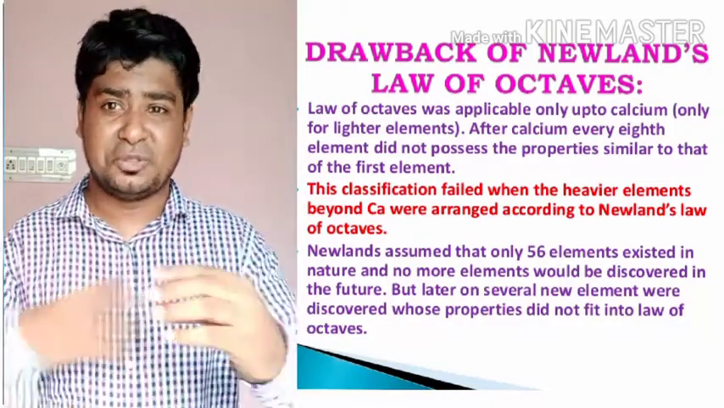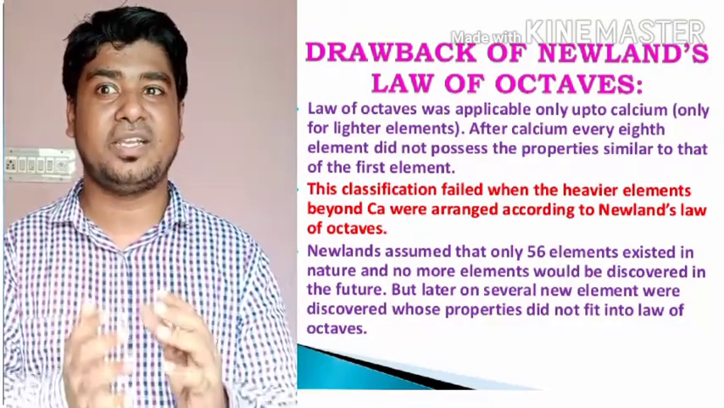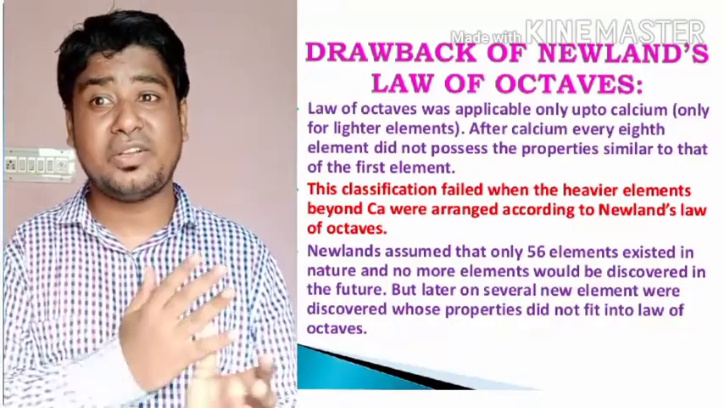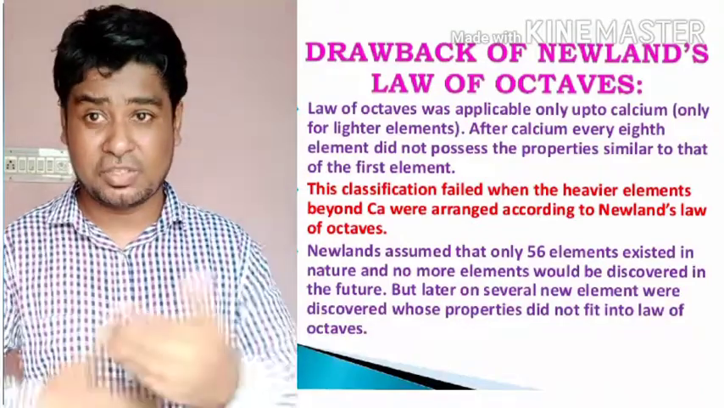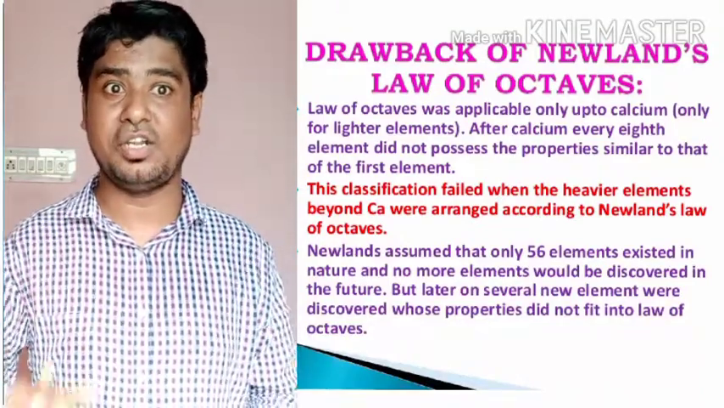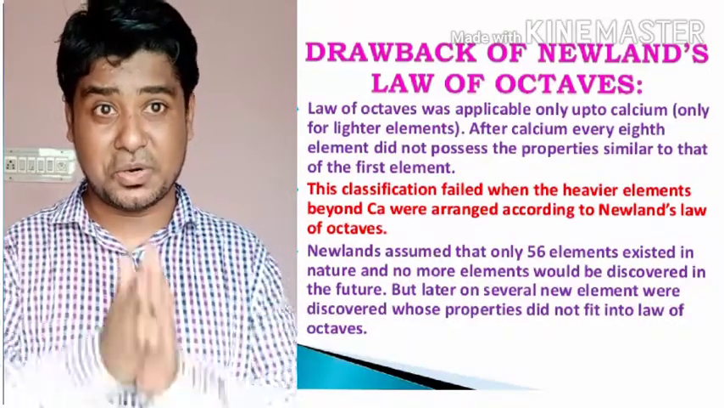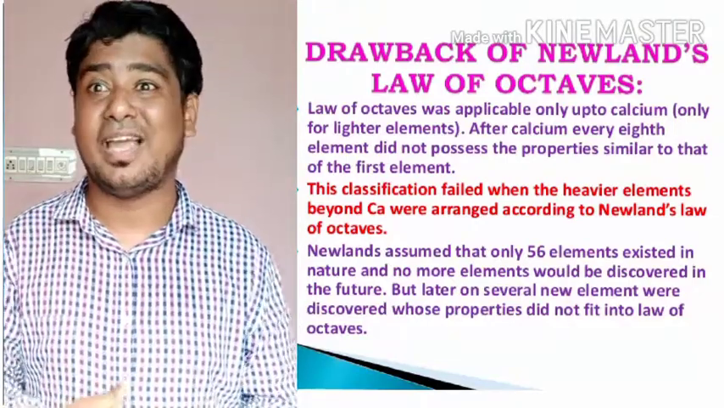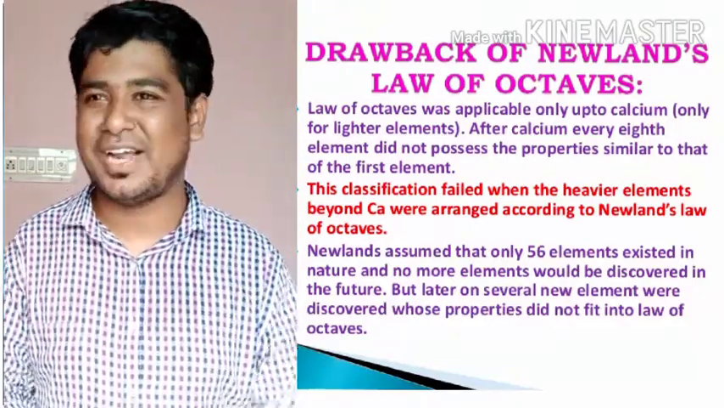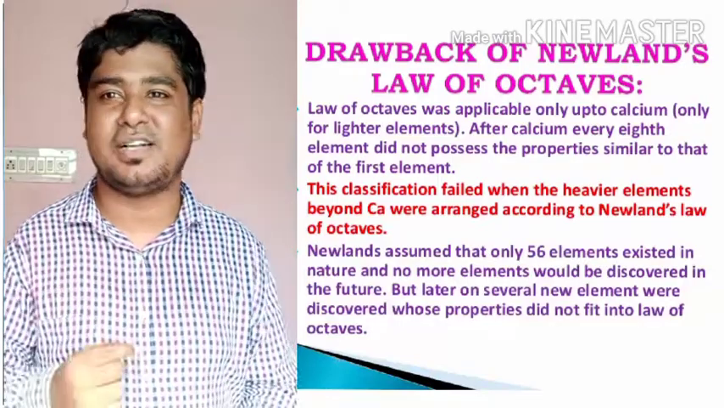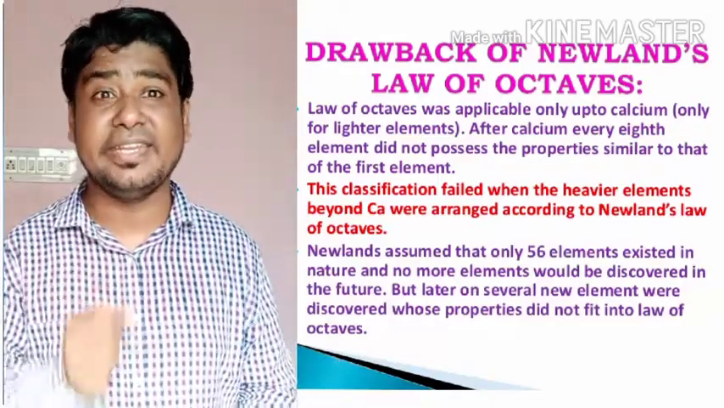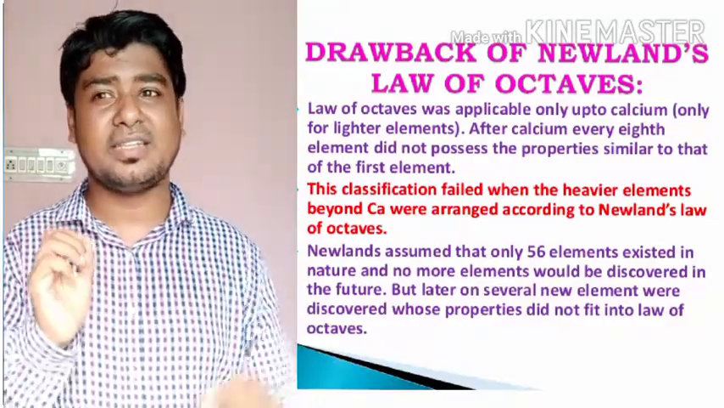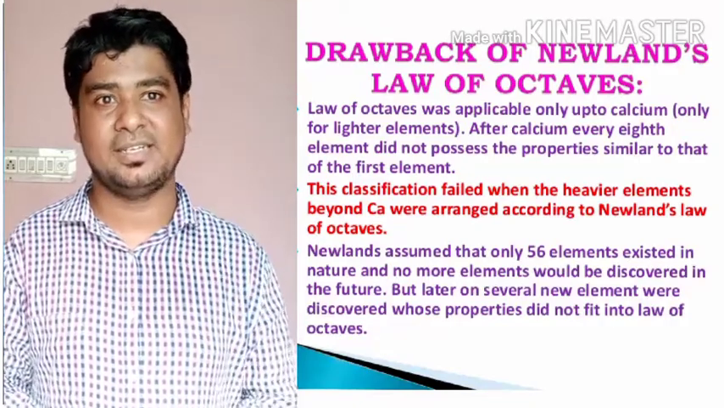And then to make it set, to make every 8th element repeat, what he did was he placed two different elements in the same box so that it matches. And he said that no more new elements would be discovered. Only these are the elements present on the earth or the universe. No more elements will be discovered. That's the wrong thing. We discovered many new elements after that, and he didn't leave any blanks so that we can fill in the new elements. These are the limitations, drawbacks or demerits.